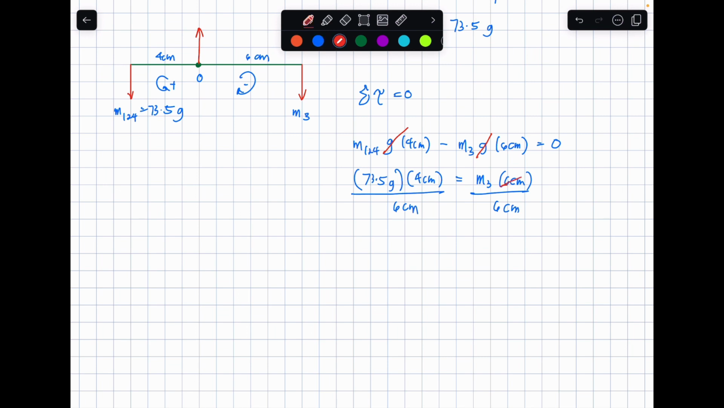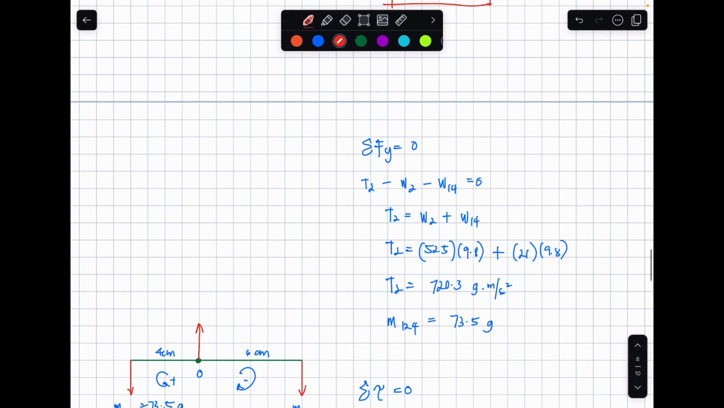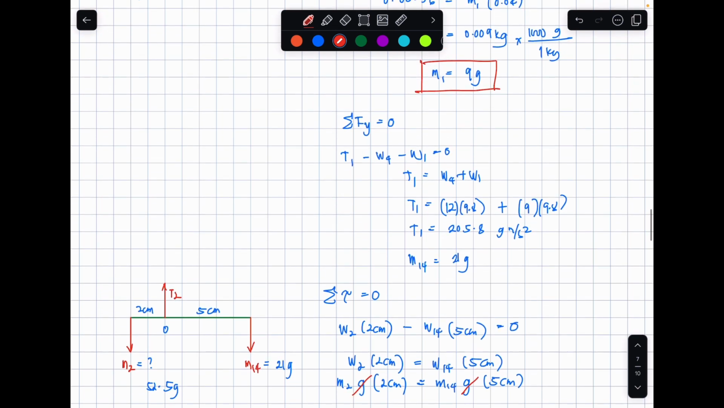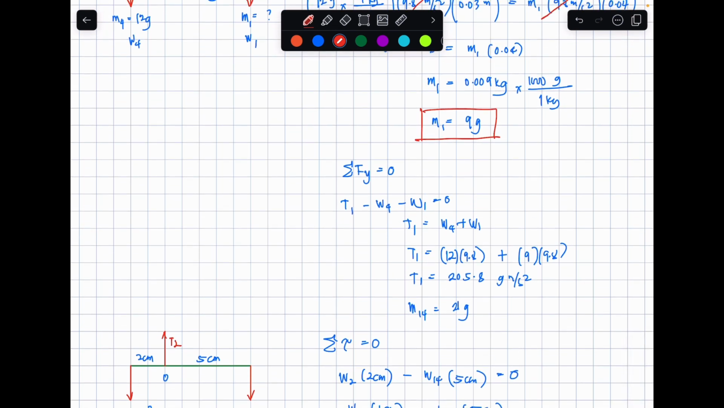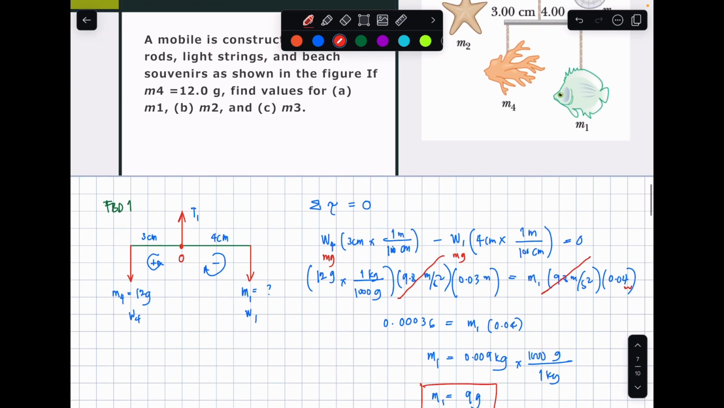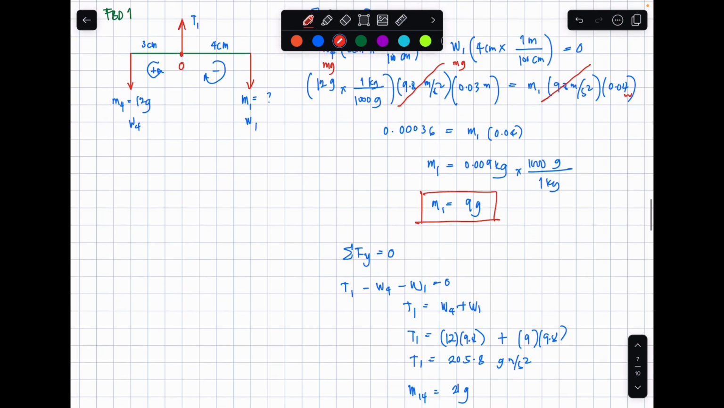So which would cancel that out. And therefore, M3 will be equal to 73.5 times 4 divided by 6. So we have 49 grams. So M3 is 49 grams, M2 is 52.5, and then M1 is 90. So that's how we find the masses.